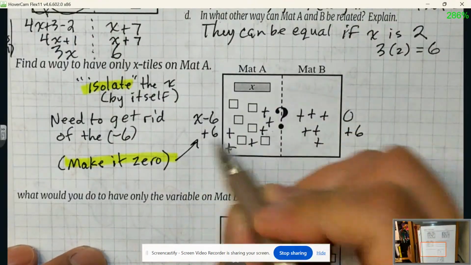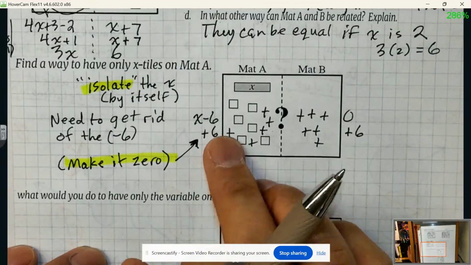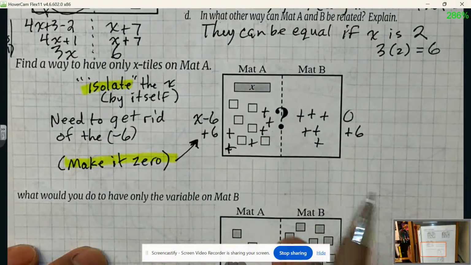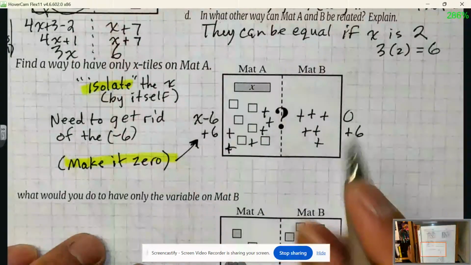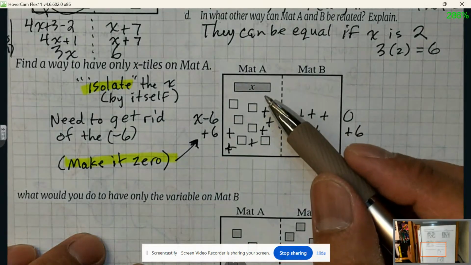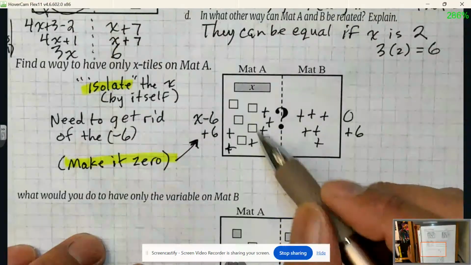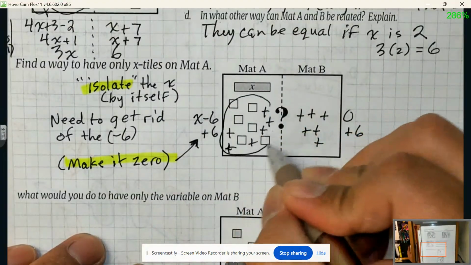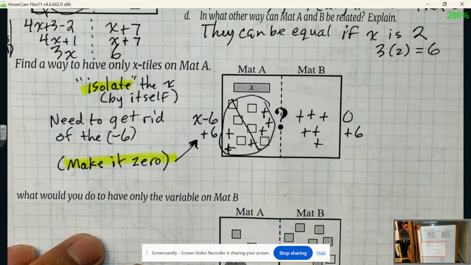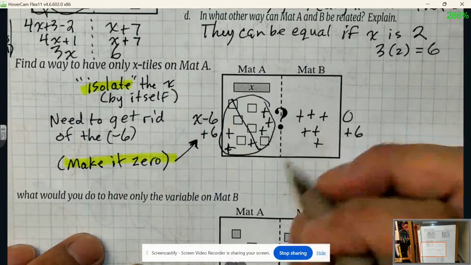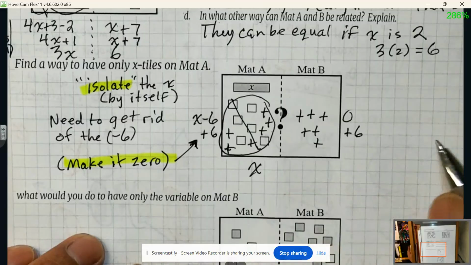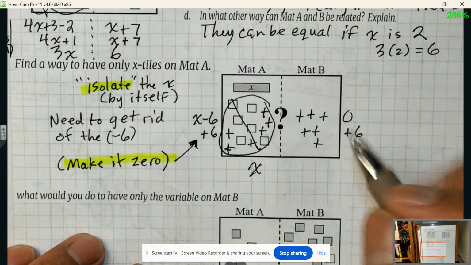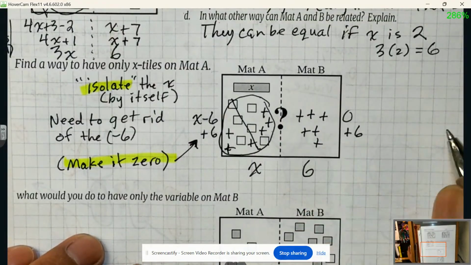Okay, so we made this equal to 0. That's how we find out what we're adding to both sides. Now, what does that do to the left side? I have positive 6 and negative 6. This is now a 0. And that leaves x on the left, mat A. Mat B, we now have 6.